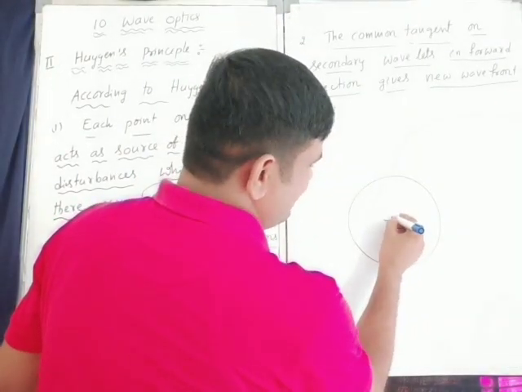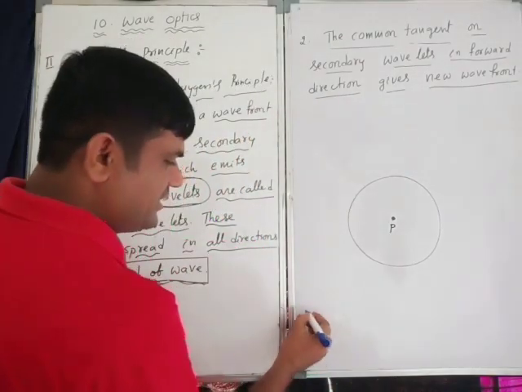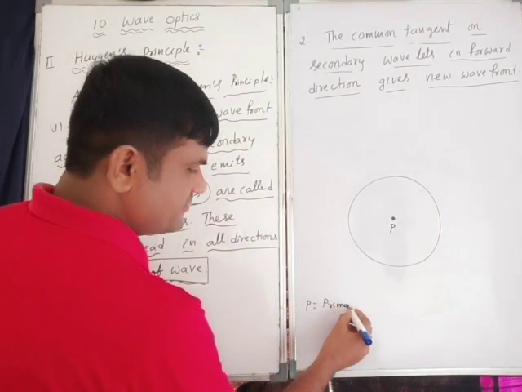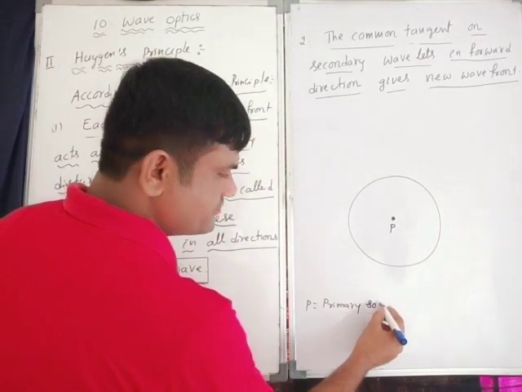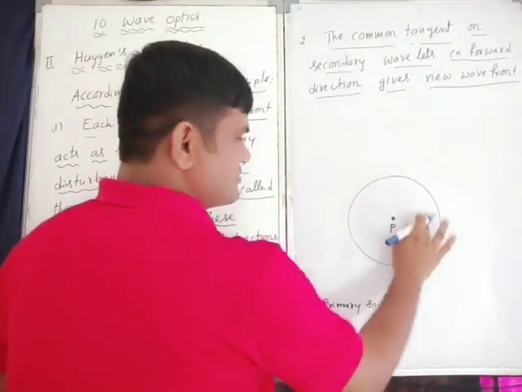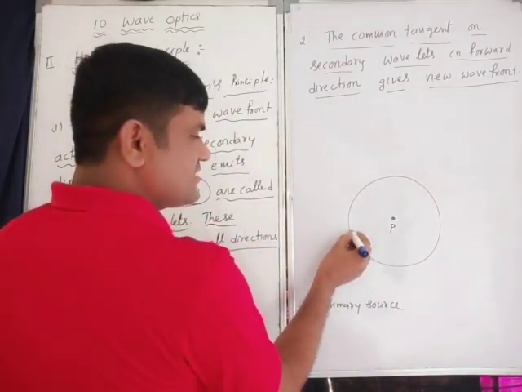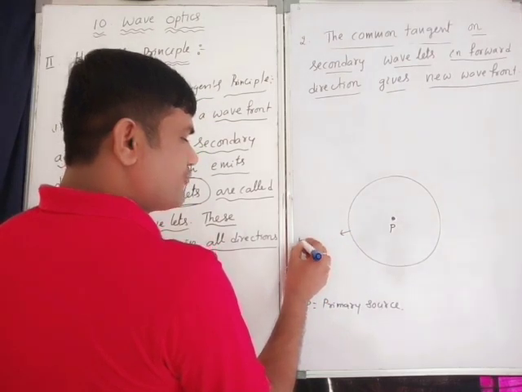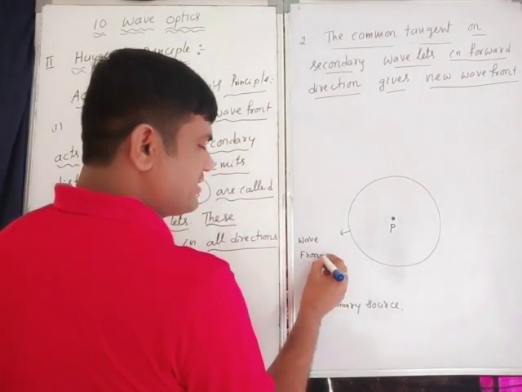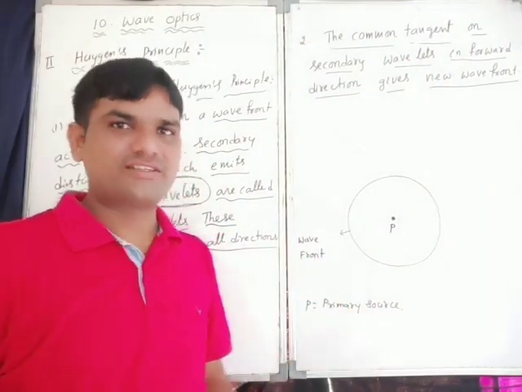How I have drawn it, I have given that explanation. So this is the P. What is the meaning of P? P is equal to primary source. Right. So what is this line? This sphere is nothing but the wavefront. Primary wavefront. First wavefront.